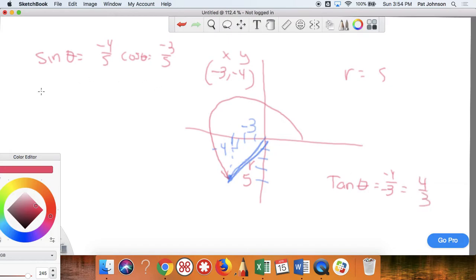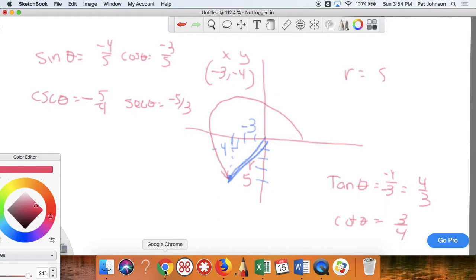Then we do the reciprocal functions, and we don't drop the sign, we just flip them over. Secant of theta is going to equal -5/3, and cotangent of theta is simply 3/4. All right, that makes it really simple. We're just using the right triangle.